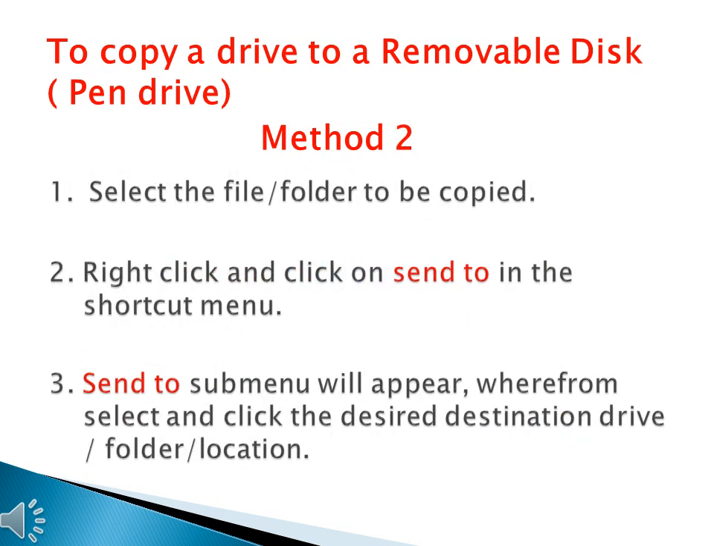Now the second method is: select the file or folder which is to be copied. Right click on the file and click on send to in the shortcut menu. Now the send to submenu will appear, from where you have to select and click the desired destination drive, folder or location. Once you click on a particular drive or folder, then your file will be copied or moved automatically to that particular drive.